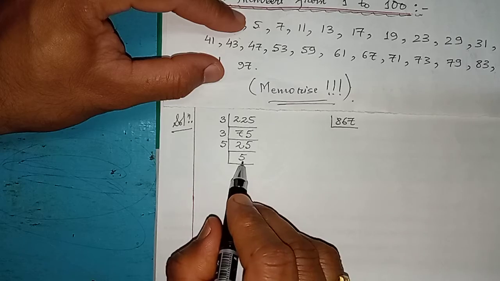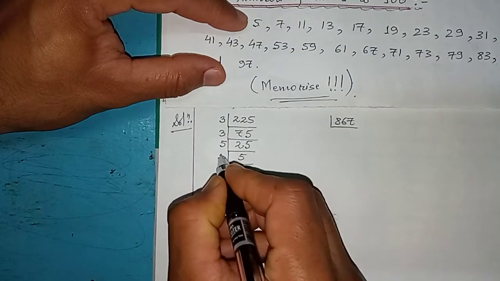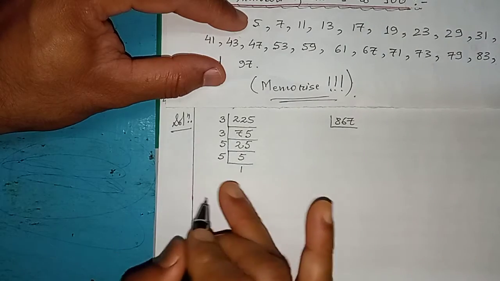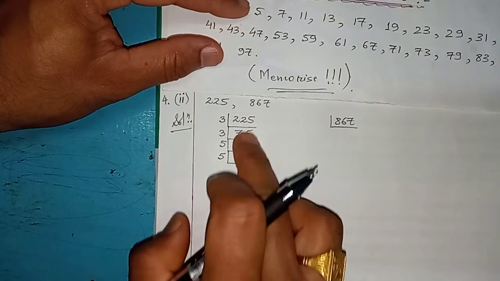So you can see that there's a 5. But we all know that 5 is a prime number. So a prime number always divides by itself. 5 1s are 5. If you get 1, then stop. Okay. So this is the prime factorization of 225.